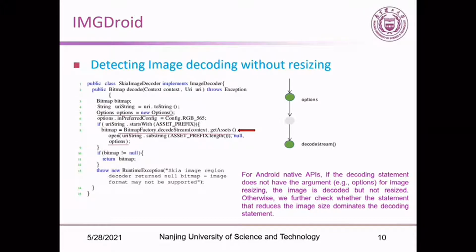Otherwise, we further check whether the statement that reduces the image size dominates the decoding statement. In this figure, the decoding statement at line 8 has the argument options for managing the image, but its argument options is not adapted between line 5 and line 8 as suggested by Android developers for image resizing, so the image is decoded without being resized.